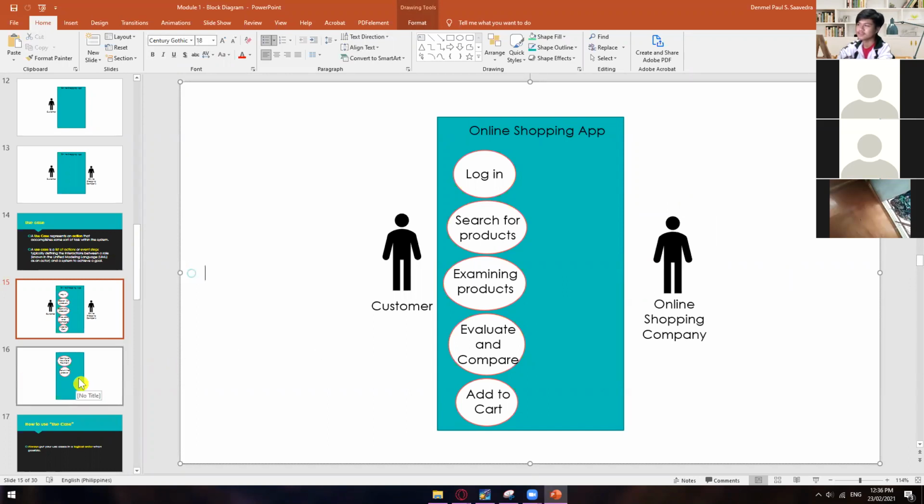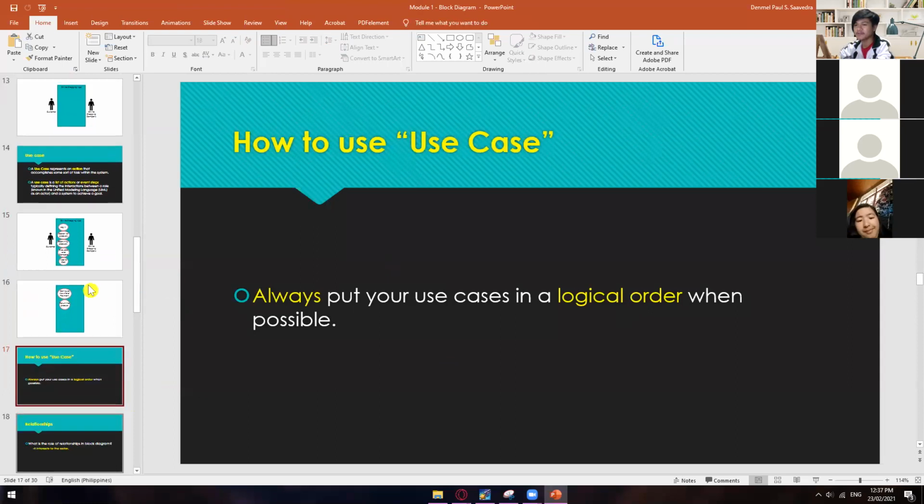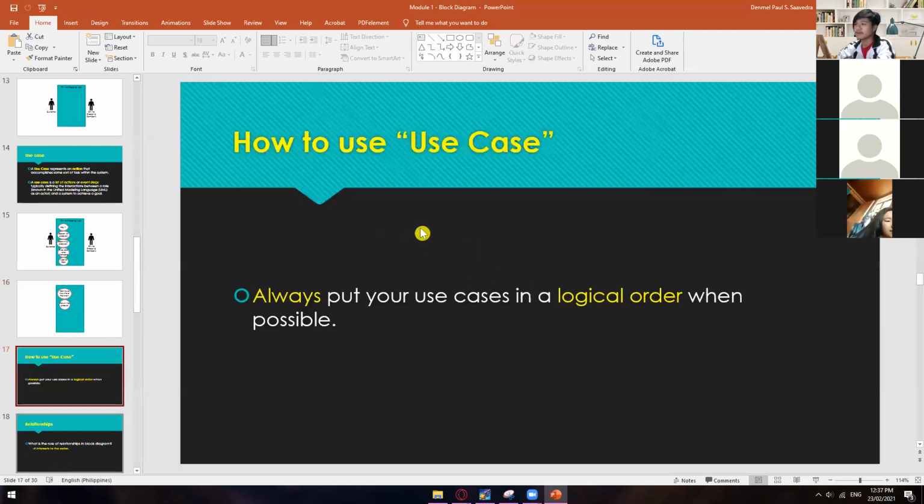Yes, sir. All right. So any other concerns? All right. So I guess none. Anyway, I forgot to mention, this one is just the continuation wherein we have the configure the kind of payment. Under this, you can actually put a more detailed information like cash on delivery or credit card. So you can have two options under this. Those two options are called children.